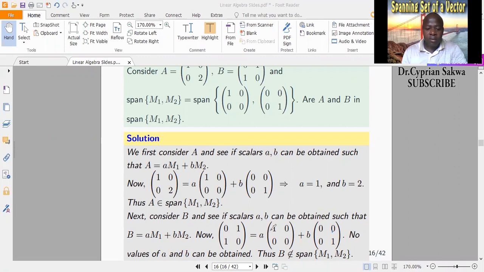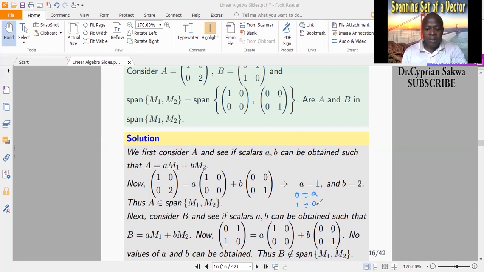0 equals a. 0 equals a. 0 equals a. And we also find that 1 equals 0, because this is 1 equals 0 plus 0, which is not possible. And you also see that 1 equals 0 plus 0. And also see that 0 equals b.